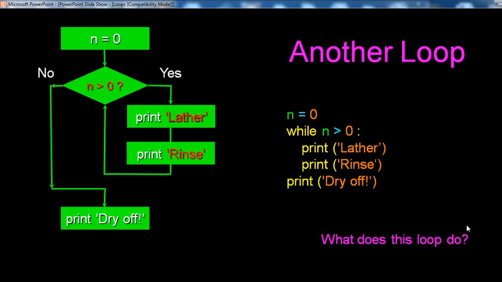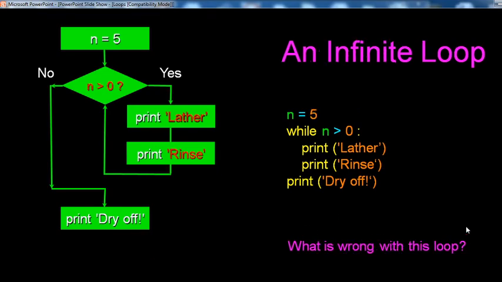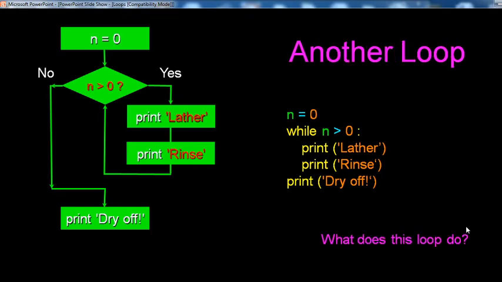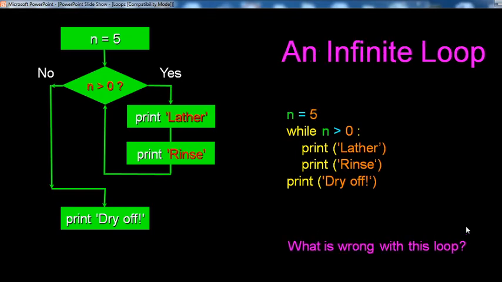What does this loop do? See both programs. In the first program, the defined value is n equal to 5, while n greater than 0, print lather, print rinse, print dry off. And in the second program, you define n equal to 0. What is the difference between these two? The first program defines the value n equal to 5 with the condition n is greater than 0.